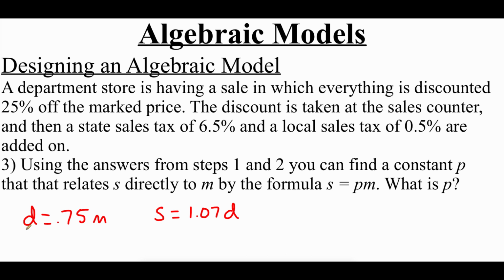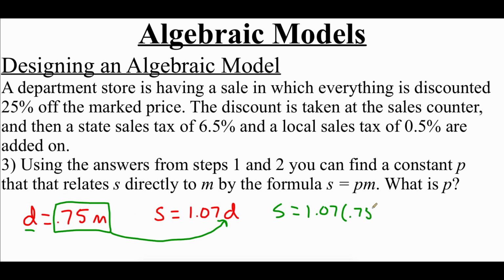So we know that D is equal to this 0.75 M. So what I'm going to do with this is I'm going to take this 0.75 M and plug it into my next formula over for that D value. So when we do that, we get S equals 1.07. Now remember, we're getting rid of the D in here and we're replacing it with what we know D is equal to, which is 0.75 M.